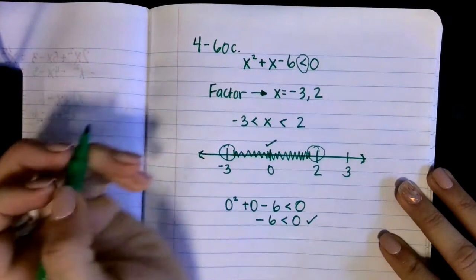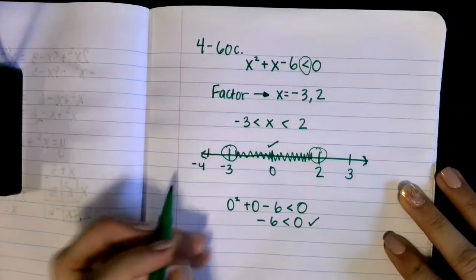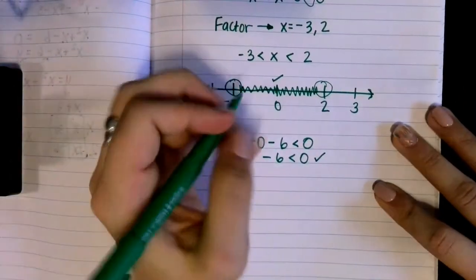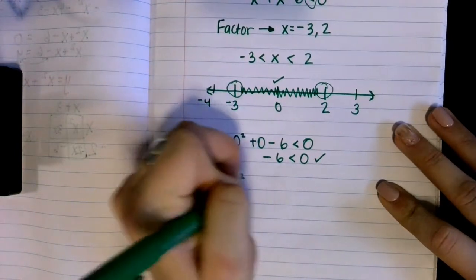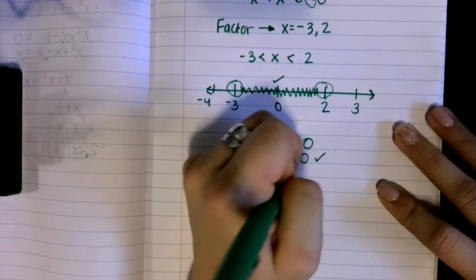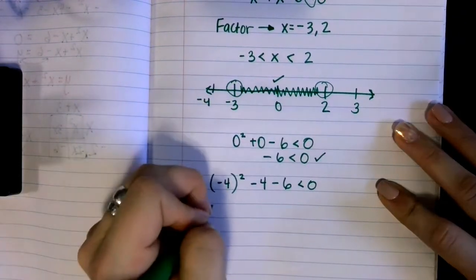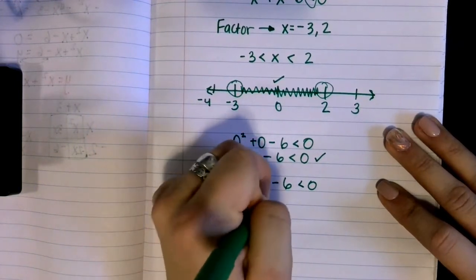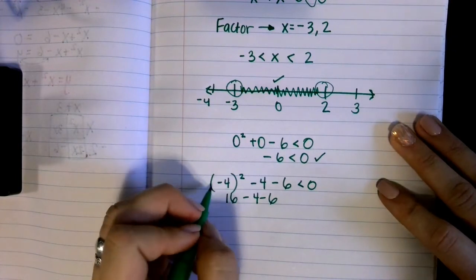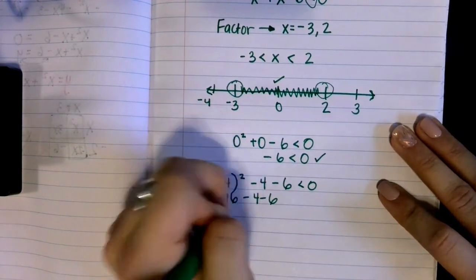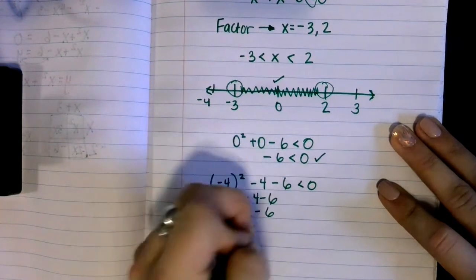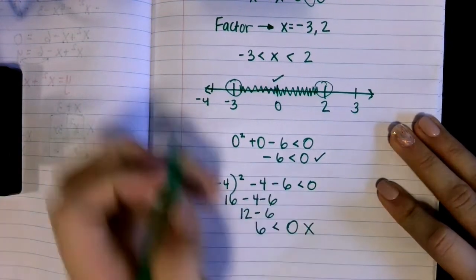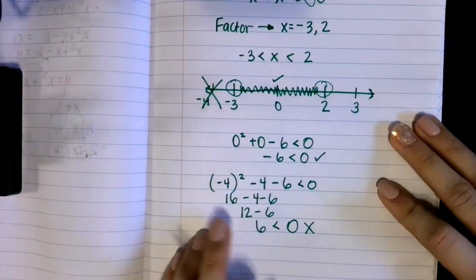But I'm going to try the outsides as well just to double check. So like here we have a 3, we could say out here is a -4. So I'm going to start by checking the -4, so the interval out here. So I would get -4 squared minus 4 minus 6, less than 0. So -4 squared gives me 16. Then I have -4 minus 6. So 16 minus 4 gives me a 12 minus 6 equals 6. Is 6 less than 0? No. So this is not an interval out here. We want to make sure we don't include that.